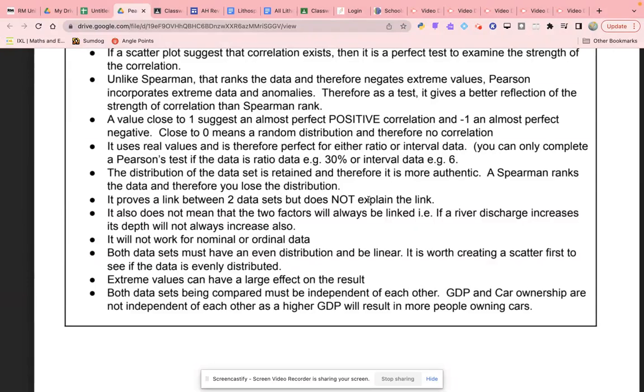Okay. As I've already said, it doesn't work for nominal or ordinal data that's gathered in frequencies or categories, for example. And as I've also mentioned, it has to have an even distribution and it must be linear. But of course, in this example, that is the case. So for all of those reasons, this was a good one.